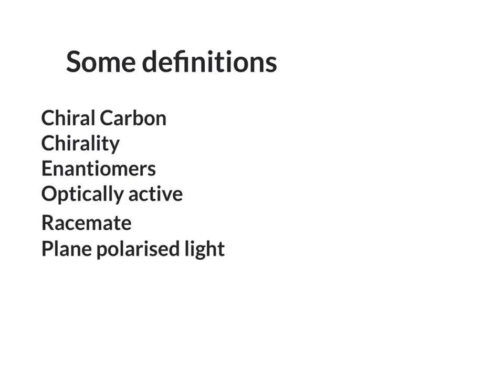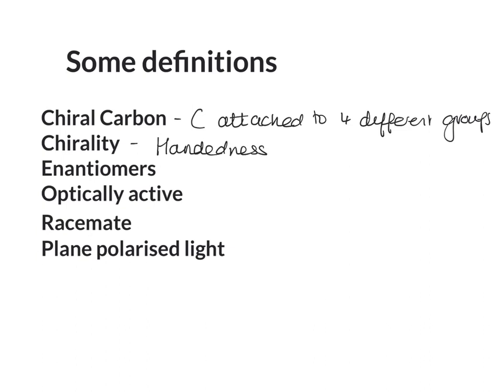So just some definitions that you need to be aware of. A chiral carbon is a carbon atom that is attached to 4 different groups, and it's sometimes known as an asymmetric carbon atom, or even sometimes a stereocenter. Chirality is a property of compounds that have a carbon atom attached to 4 different groups, and also some other compounds that might not have a chiral carbon can also be chiral.